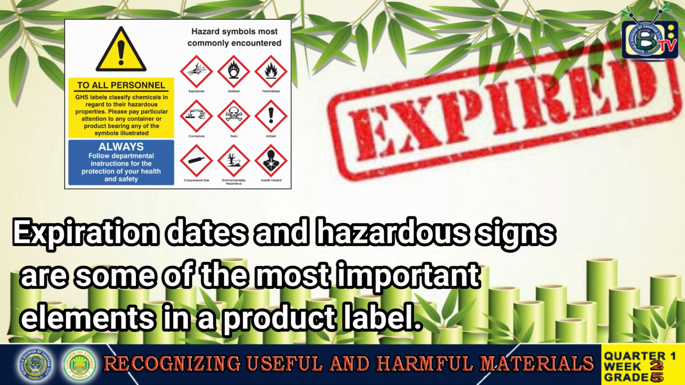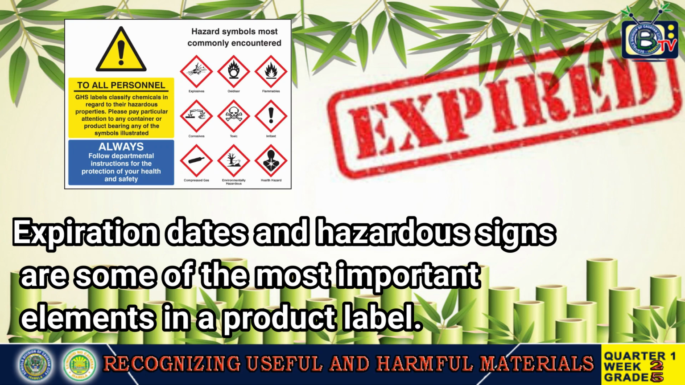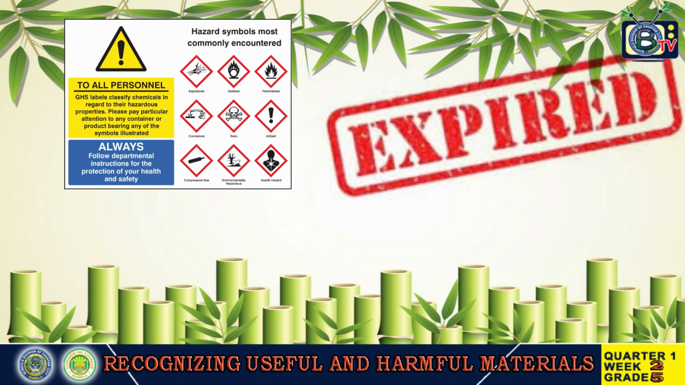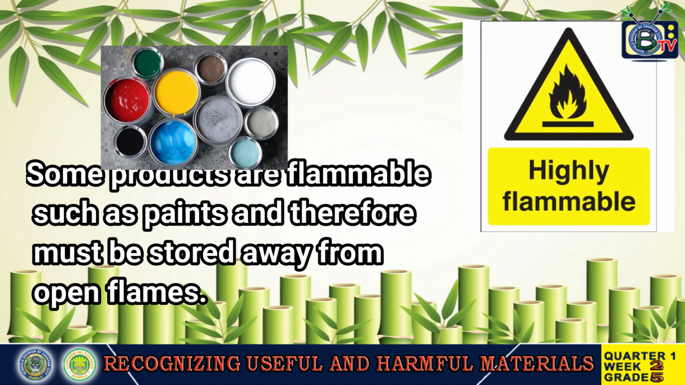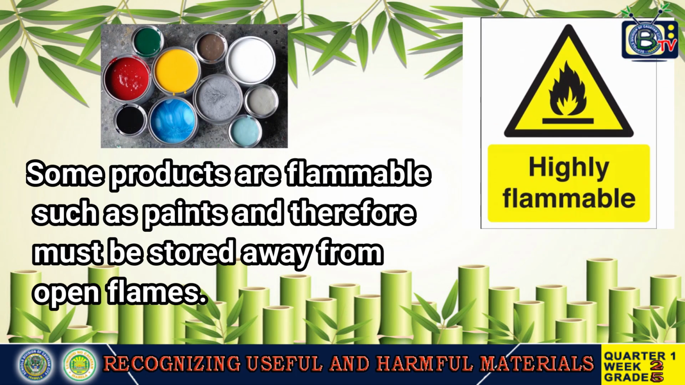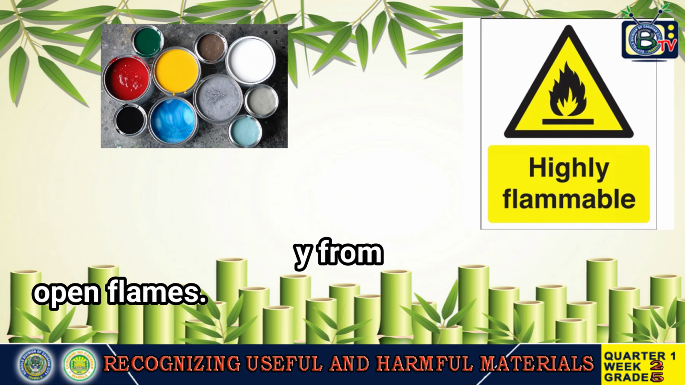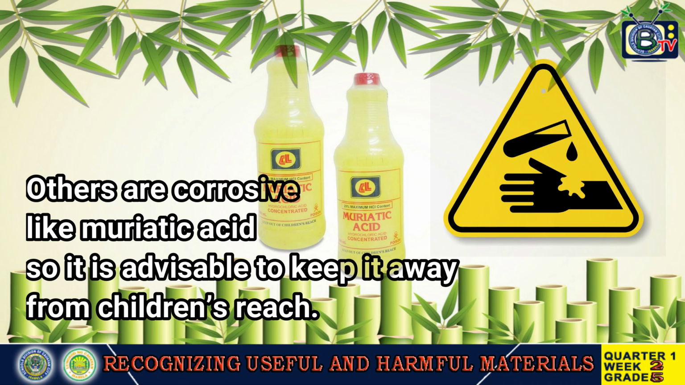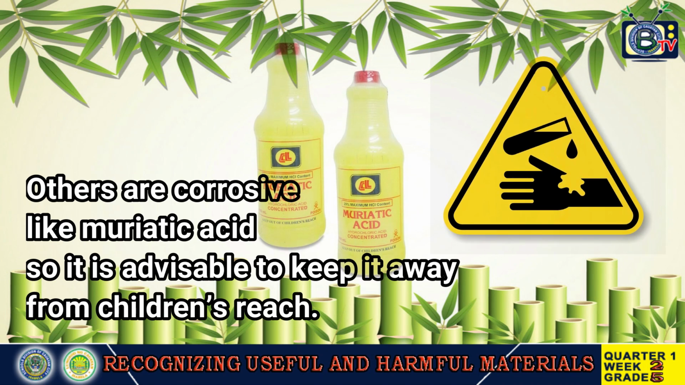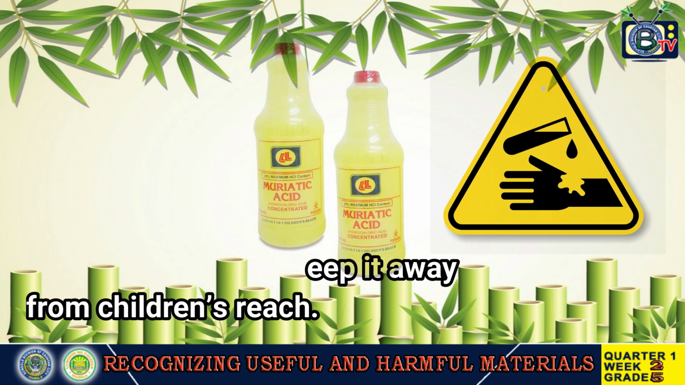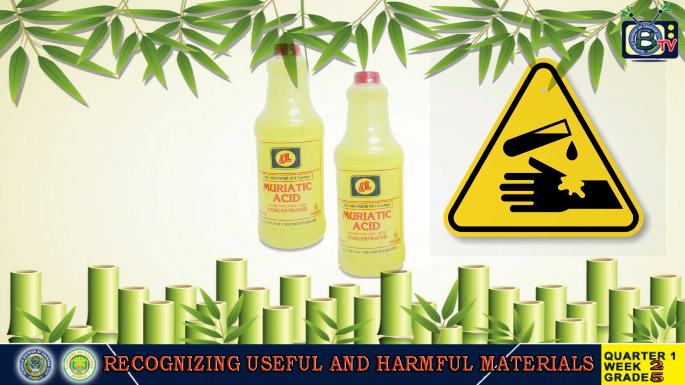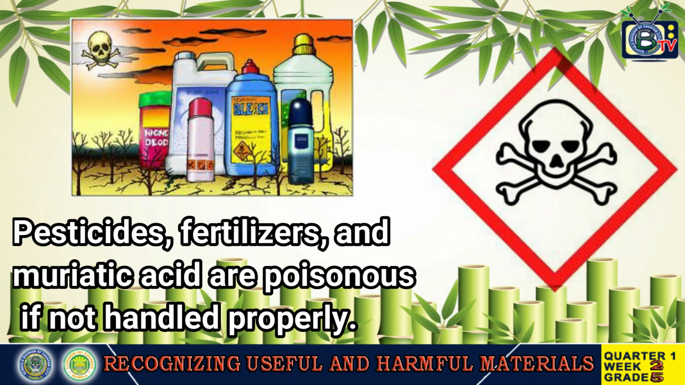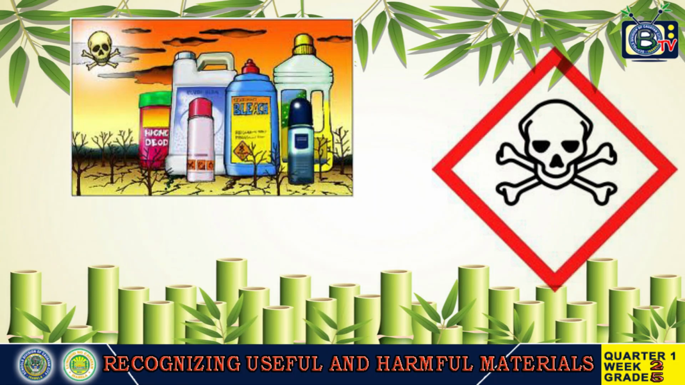Expiration dates and other hazardous signs are some of the most important elements in a product label. Some products are flammable, such as paints, and therefore must be stored away from open flames. Others are corrosive, like muriatic acid, so it is advisable to keep it away from children's reach. Pesticides, fertilizers, and muriatic acid are poisonous if not handled properly.